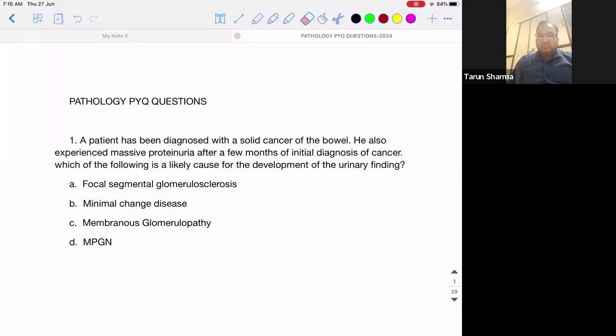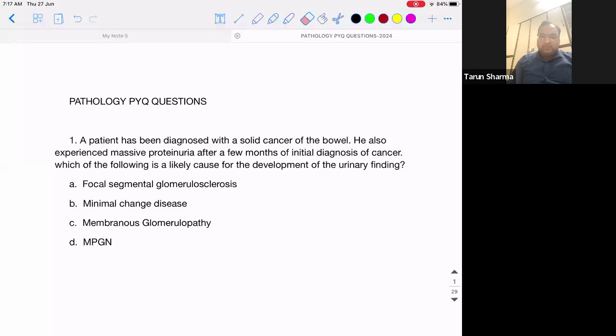Discuss the PYQ session of pathology. I am going to discuss important questions that were there in your exams a few years back. These questions are not the exact questions you got in your exams because they are memory-based, but most of them are as such what you got. So let's see the pattern of the questions, and how other questions will be there from the questions we got in recent years.